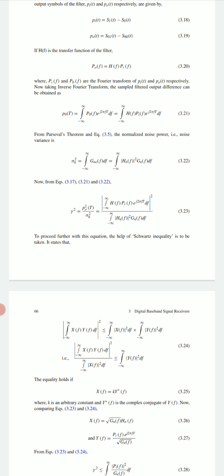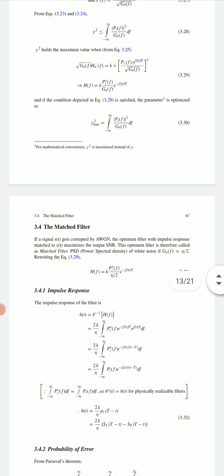So to maximize the ratio, we are increasing rho, which is equal to (S01(T) minus S02(T)) upon sigma naught. If we are increasing it, the probability of error will be minimized. So now we are supposed to see about the matched filter.